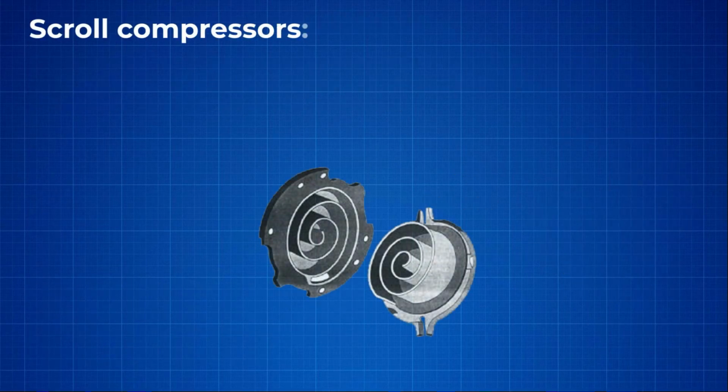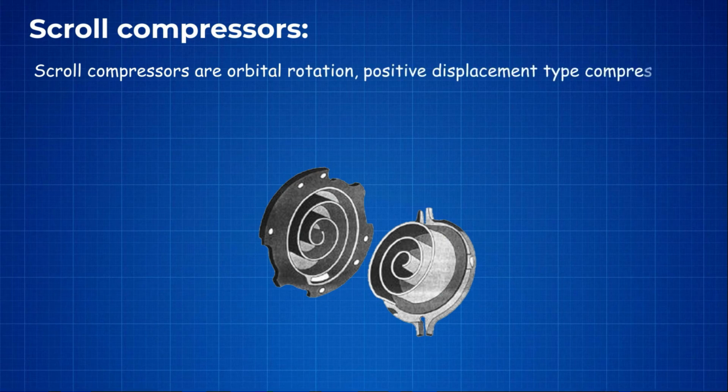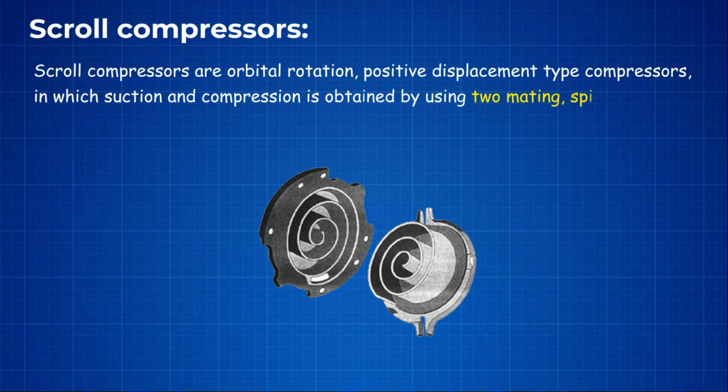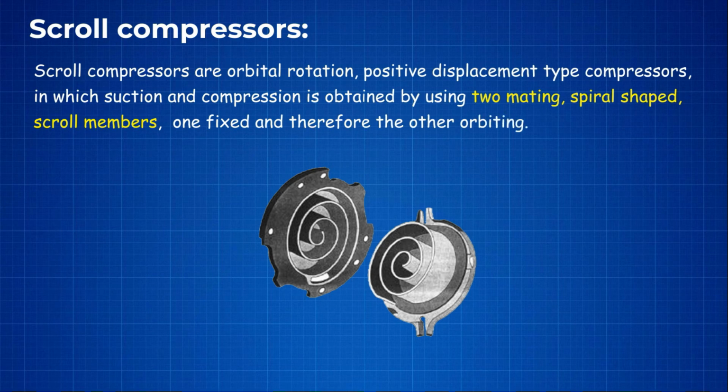Scroll compressors. Scroll compressors are orbital rotation, positive displacement type compressors, in which suction and compression are obtained by using 2 mating, spiral-shaped scroll members, one fixed and the other orbiting.